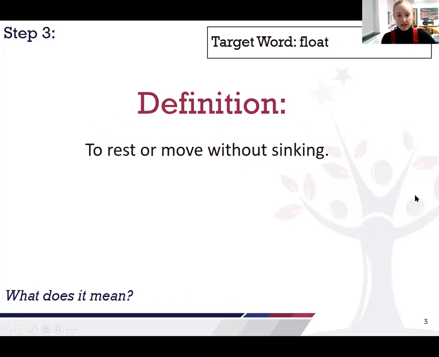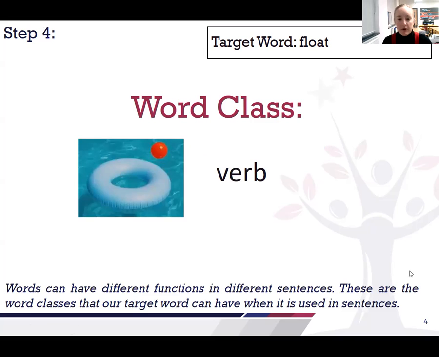Well, float is when an object is resting or moving, okay, without sinking, so without dropping down. And we've looked at floating before, haven't we, when we were looking at Astro Girl, and we said that people were floating in space because there's zero gravity. So floating is a verb, the word float, and if you remember, a verb is an action, okay, so it's something that is being done.